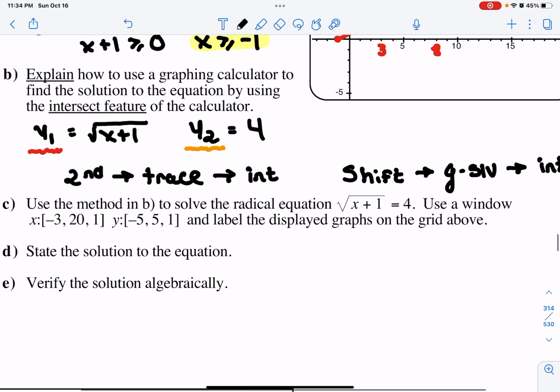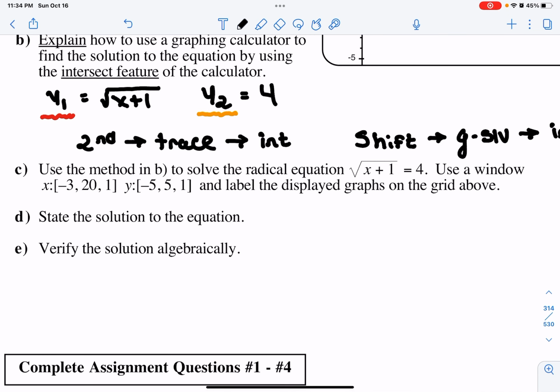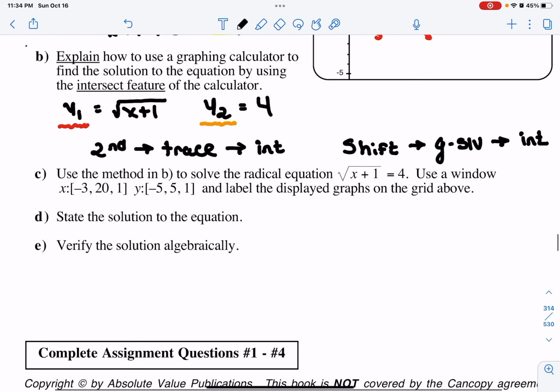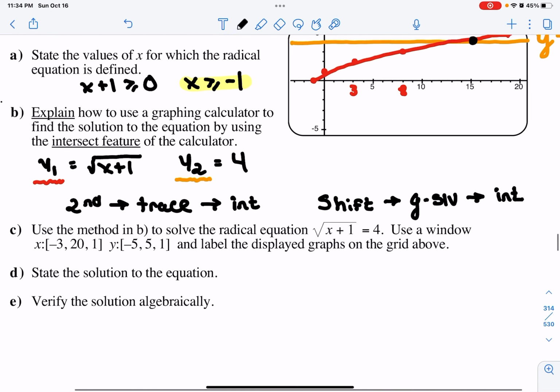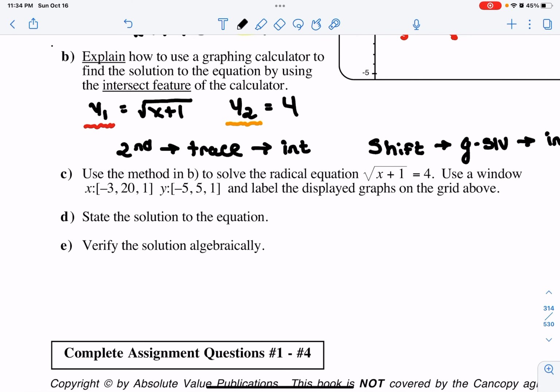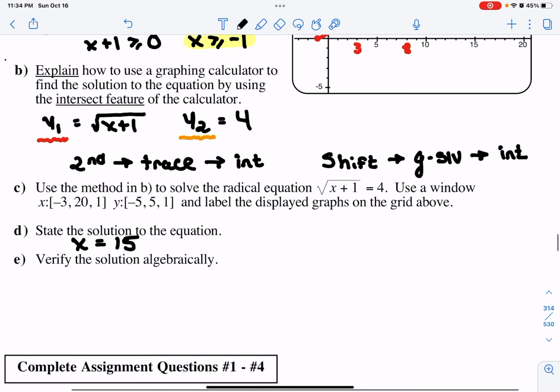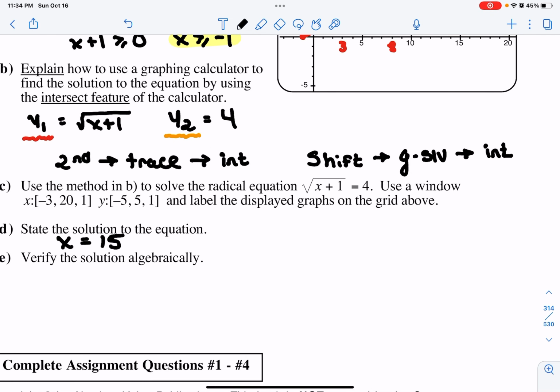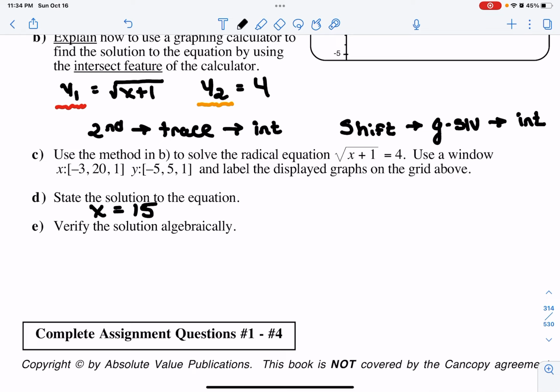Now, we could do this in our graphing calculators and use the following window, state the solution algebraically, or state the solution to the equation. Well, the solution is saying what x value makes this true. We actually just found it above here. It's when x is equal to 15. However, if we wanted to do this graphically, we could figure out, okay, where does this intersect? And we could click the intersect just as we had done in the TI above here, second trace intersect, or shift Gsolve intersect.